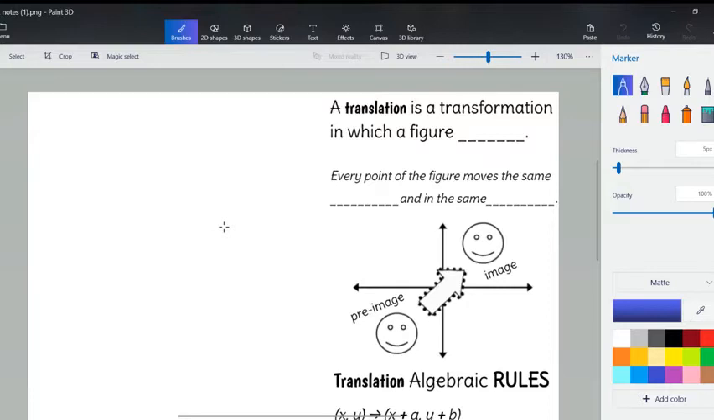There's 4 specific types we'll be talking about. We'll be talking about translations, reflections, rotations, and dilations. Okay, so again, that's translations, reflections, rotations, and dilations. This week, we're just going to focus on a translation.